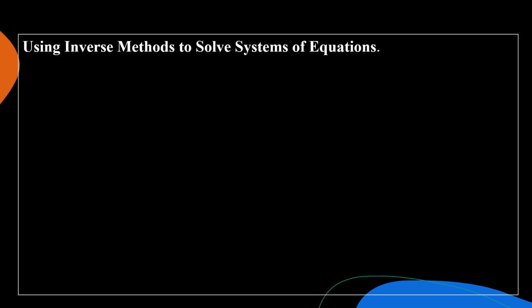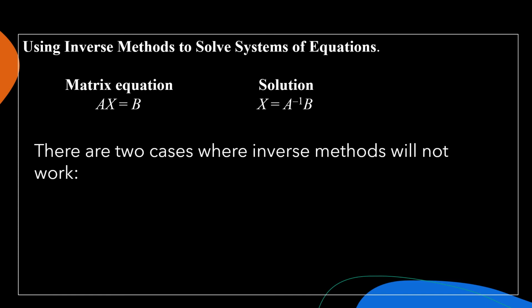Using inverse methods to solve systems of equations, we have to remember these points. If the matrix equation can be written as AX equal to B, the solution X can be obtained using the inverse matrix as A inverse times B.